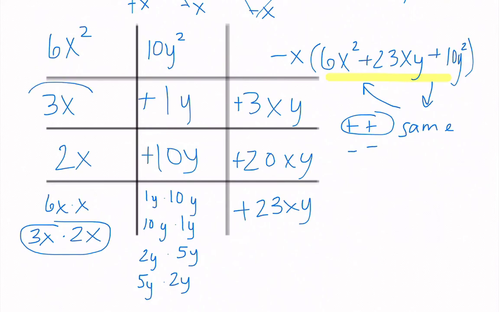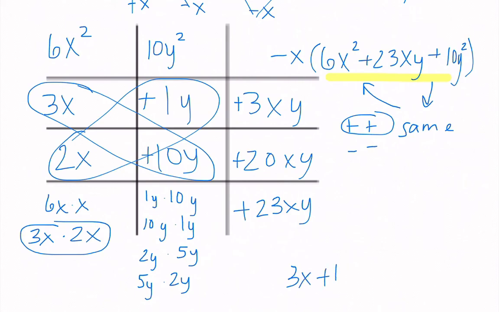So I'm going to crisscross. One of my factors is 3x plus 10y. And then my next factor is 2x plus 1y. No, you do not have to put that 1. Do not forget to put your greatest common factor out front.